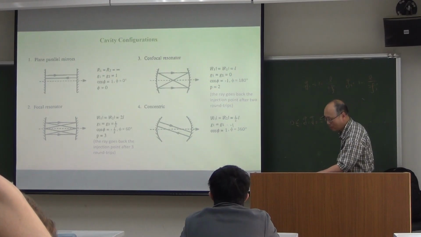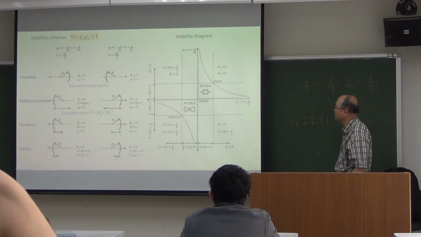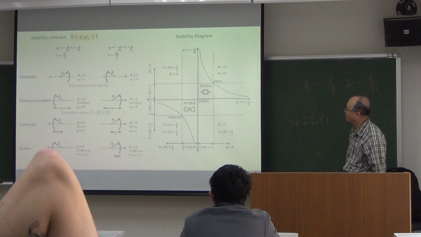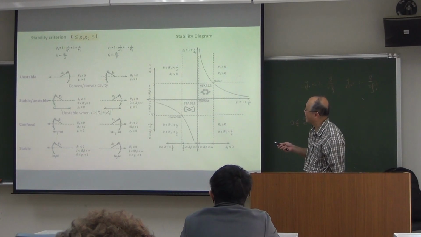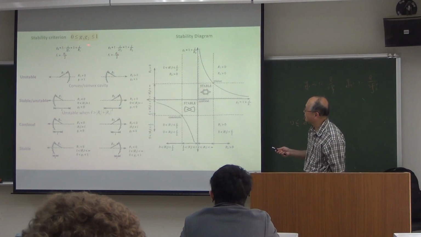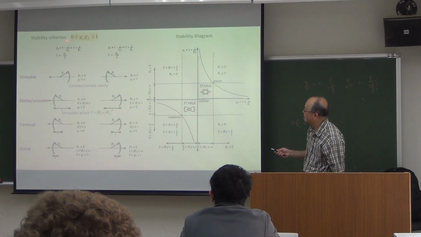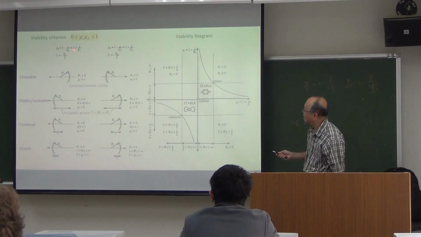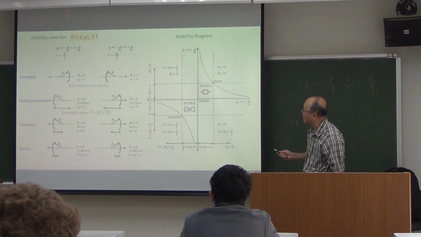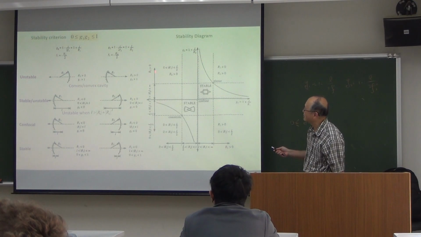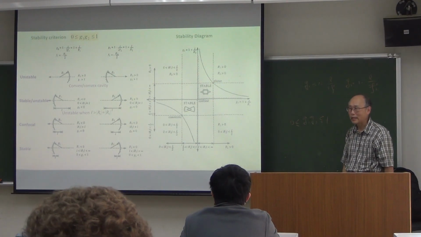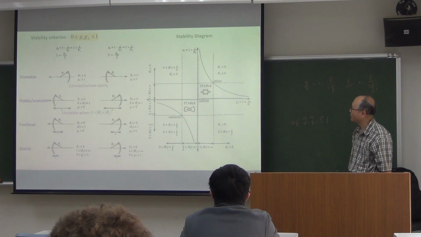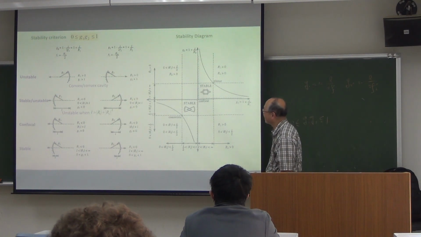And we have more graphic illustrations. So you want to design a cavity subject to this stability criterion. And don't forget the definition of G1, G2. And there's a relationship between R and F. So this is the sort of ingredient you want to use for designing a stable cavity.